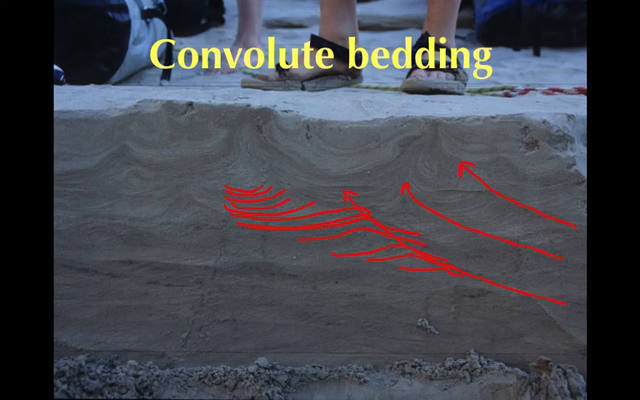And it looks like what happened is you piled up so much sediment with so much water in between the grains that eventually it just couldn't sustain itself anymore and it started to collapse. And you probably have a little bit of water escape coming up through these collapse structures. And that's what's creating the convolute bedding.